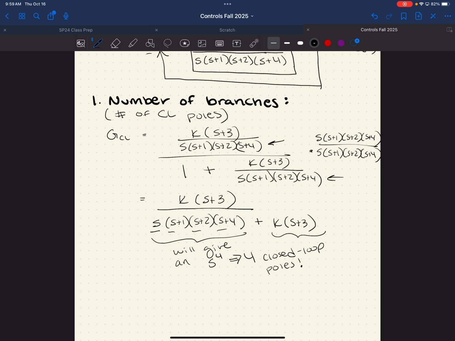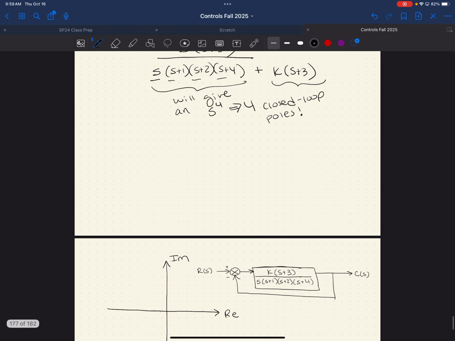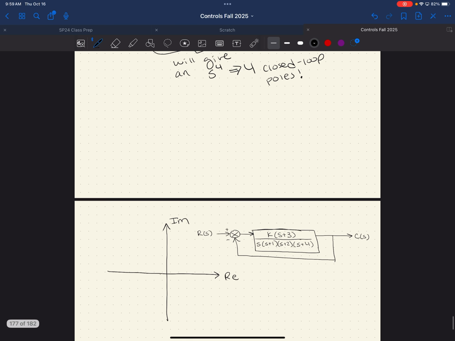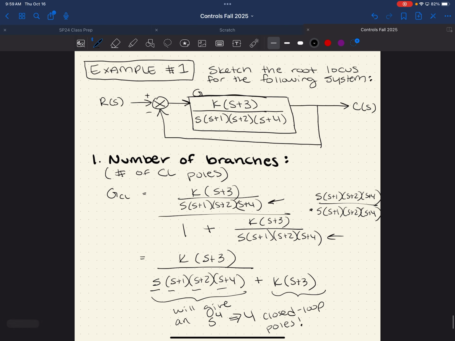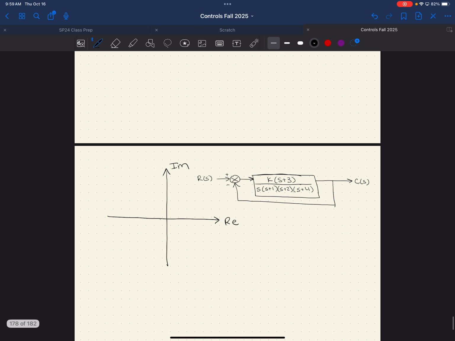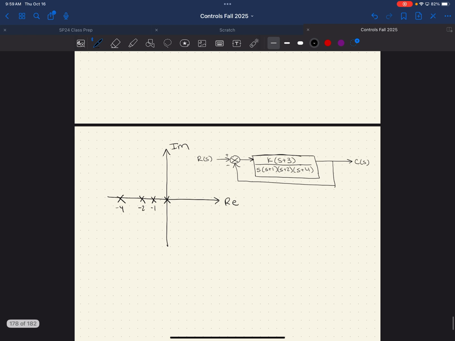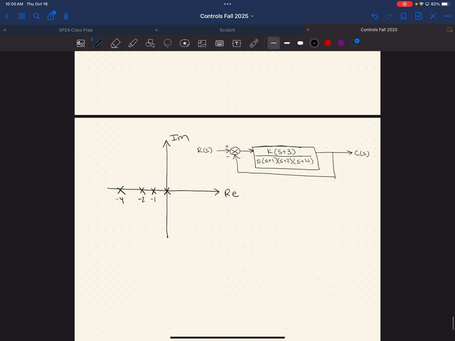Okay, so we have 4 branches. Let's even go ahead and start to draw this. Let's put in my open loop poles. I've got 0, minus 1, minus 2, minus 4. And I have one open loop zero at minus 3, right here.